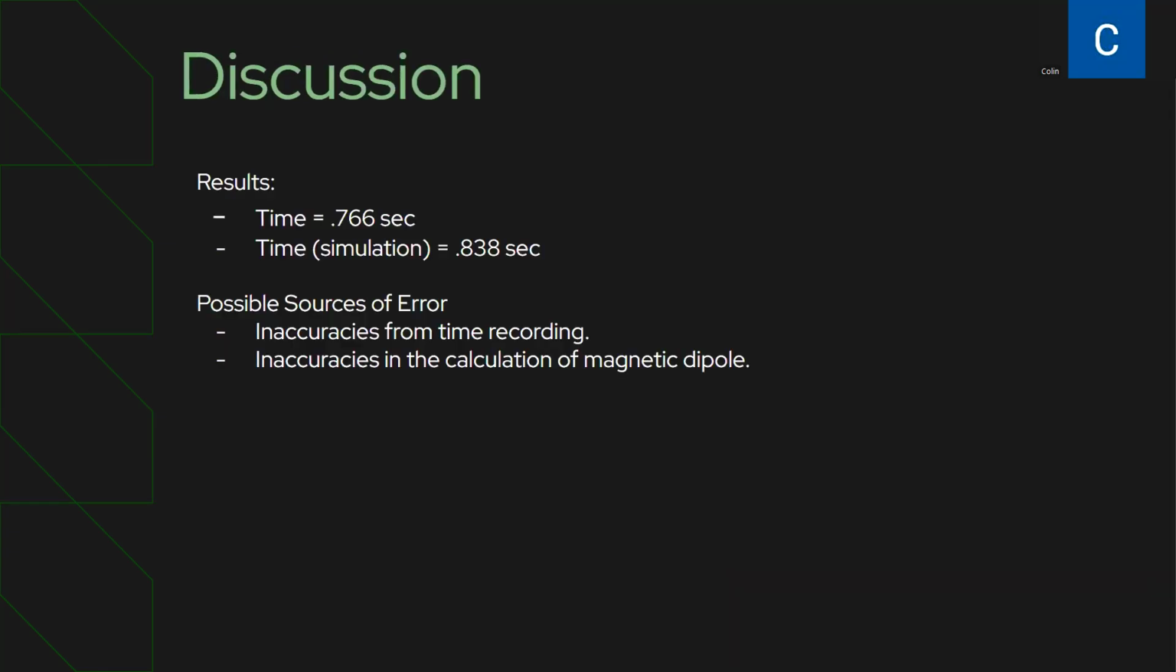So, discussion. The average time to go down the tube in the physical experiment was 0.766 seconds, and the time in the simulation was 0.838 seconds. Possible sources of error for this experiment were inaccuracies from recording the time that it took for the magnet to go down the tube, and inaccuracies in the calculation of the magnetic dipole.